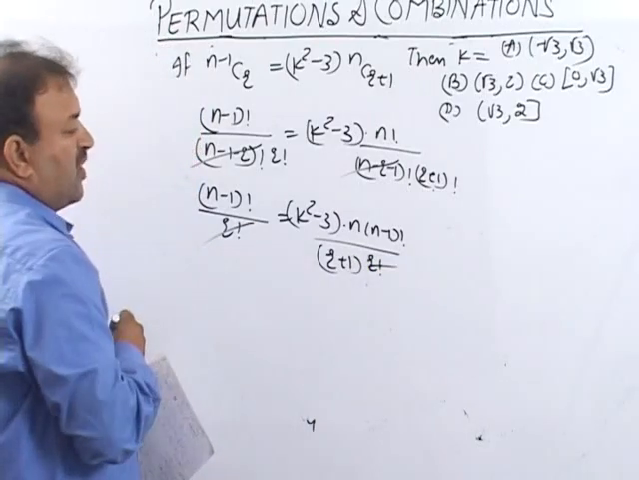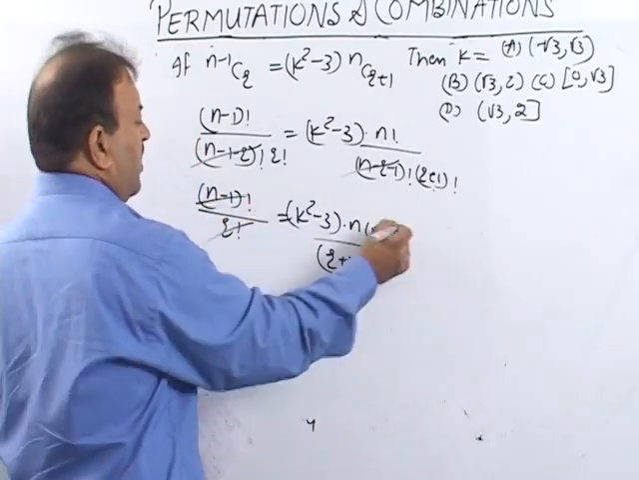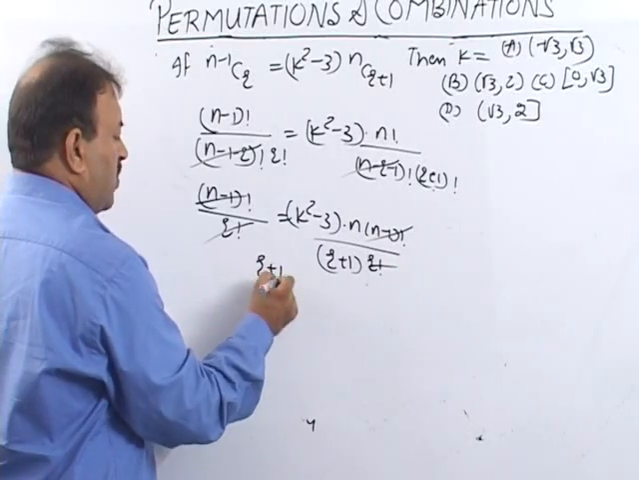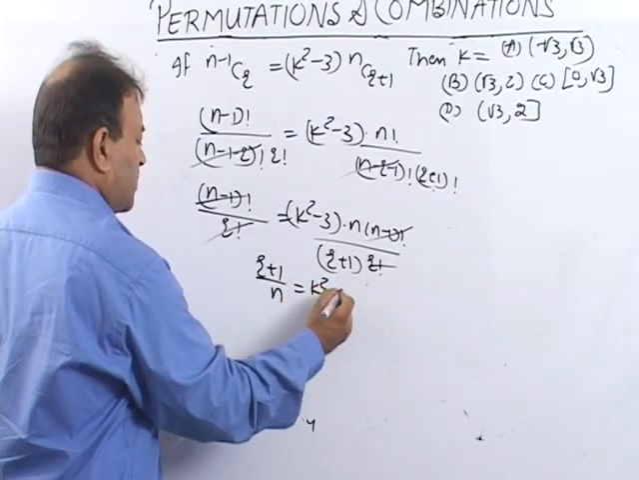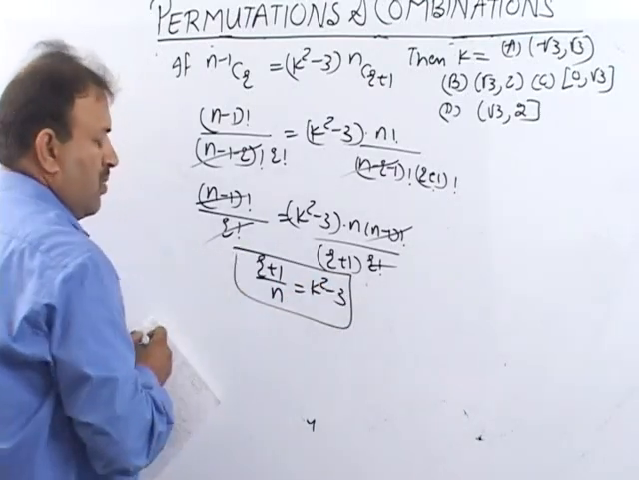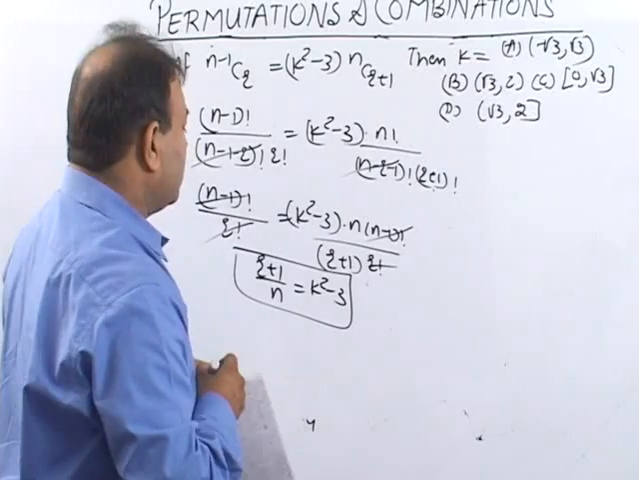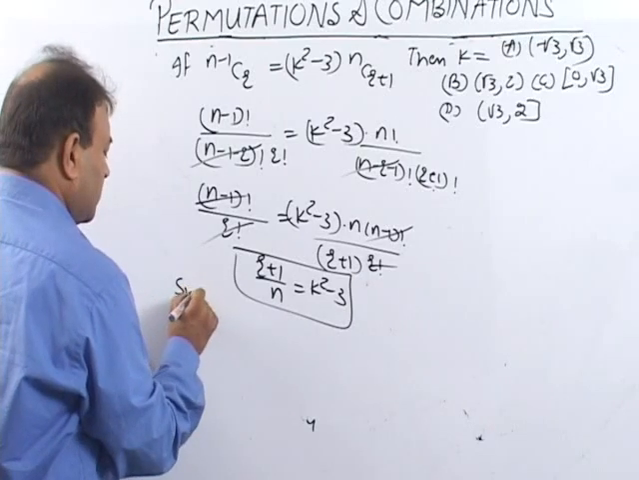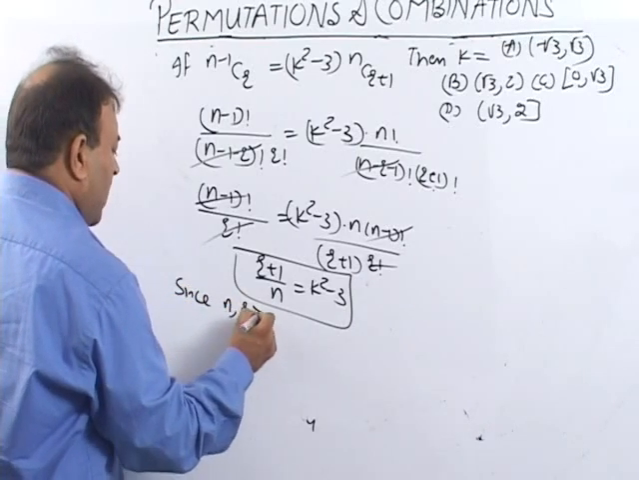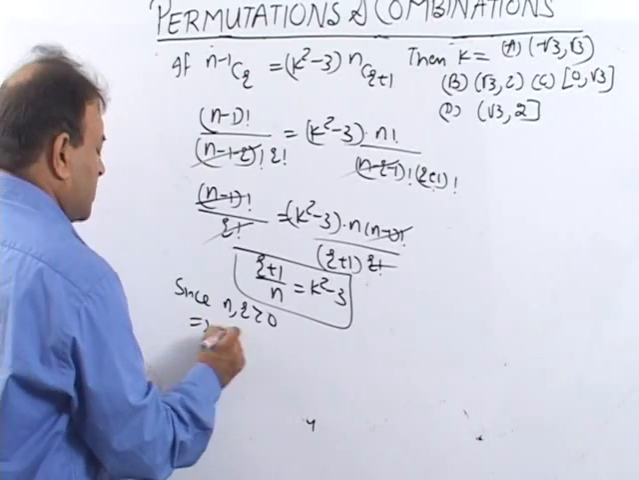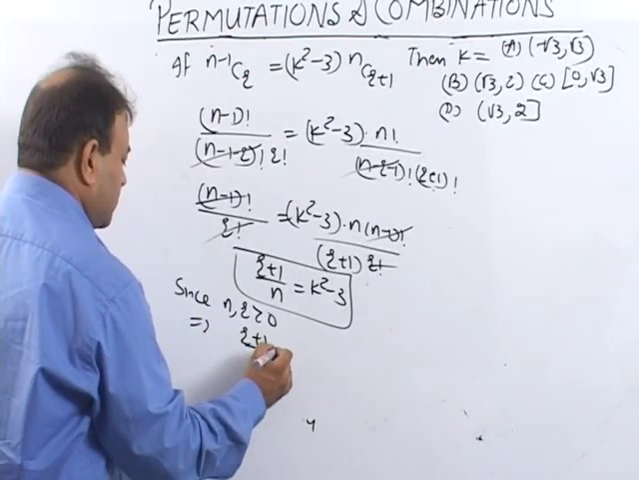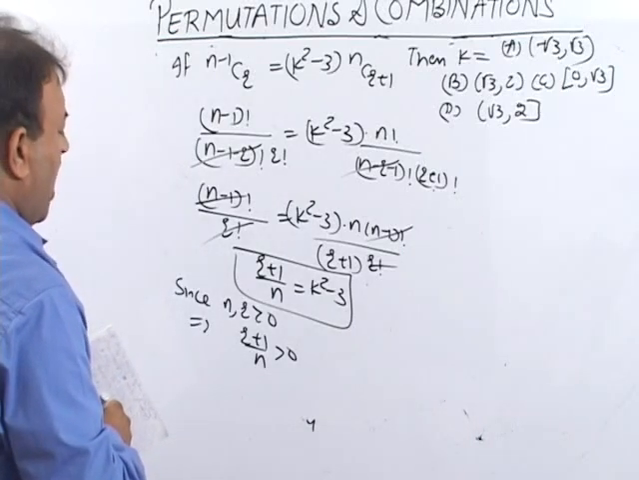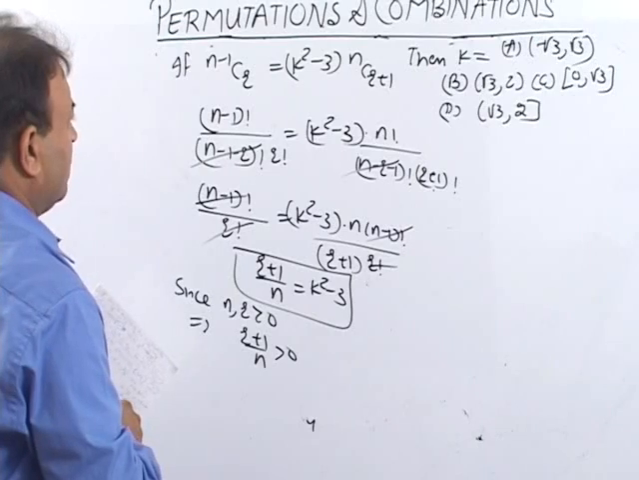So clearly r factorial again cancels out, and (n minus 1) cancels out again. This is (r plus 1) upon n, equal to k square minus 3. So the value of k square minus 3 is (r plus 1) over n. Since n and r are greater than 0, which means (r plus 1) upon n is greater than 0.